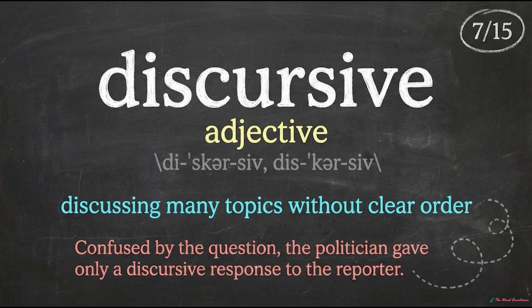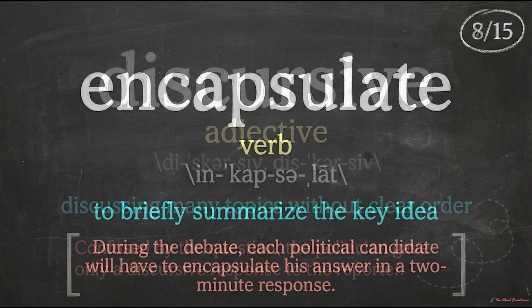So categorical is a laser beam. Discursive is a sprinkler system. That's a perfect analogy. And pronunciation is discursive. Spelling is tricky. D-I-S-C-U-R-S-I-V-E. It has curs in it, like cursive writing, which also runs along. Nice connection. Okay, moving on to number 8.